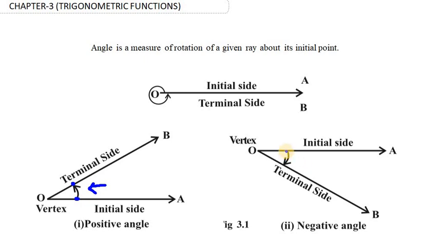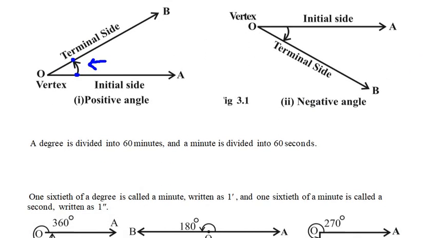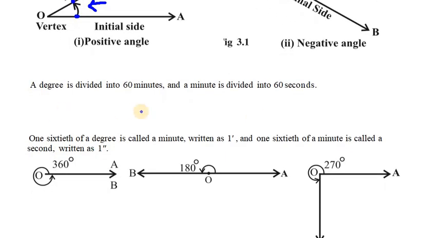So it starts from the initial side, then ends at the terminal side, and the direction is clockwise, so we can say that it is a negative angle. That's how we study positive and negative angles: we need to study their direction. If the direction is anti-clockwise, the angle is positive. If the direction is clockwise, it is a negative angle. Now moving on, we need to study degrees and minutes. A degree is divided into 60 minutes, and a minute is divided into 60 seconds.